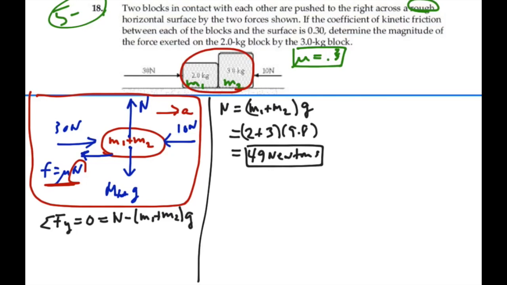We want to find that because that will give us the frictional force. The frictional force would be equal to mu times the normal force, 0.3 times 49 newtons. And 0.3 times 49 newtons is 14.7. So the frictional force is 14.7 newtons.